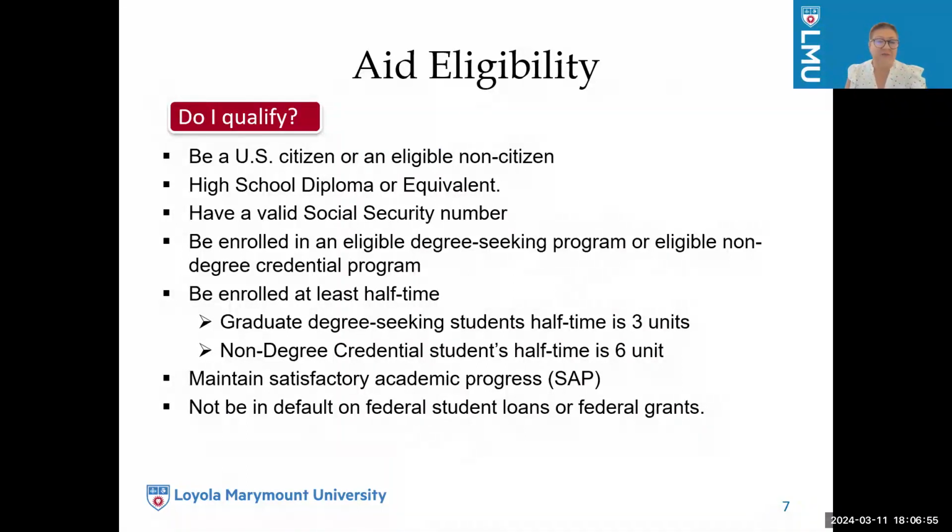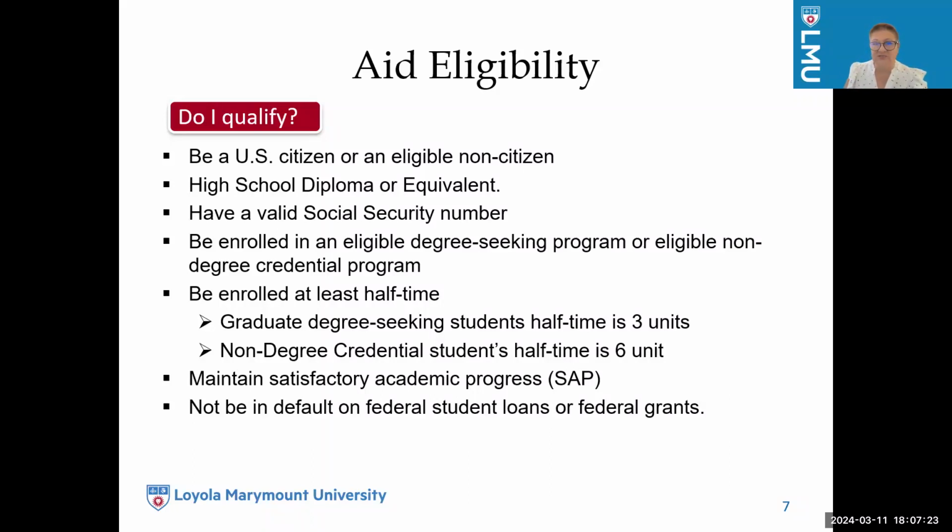Okay, aid eligibility, and here we're talking about federal aid. So to qualify for federal aid, you have to be a U.S. citizen or eligible non-citizen. You have to have a high school diploma or equivalent. You have to have a valid Social Security number, and you must be enrolled or planning to enroll in a degree-seeking program or eligible non-degree credential program for those that are going into the education field. You must enroll at least half-time.